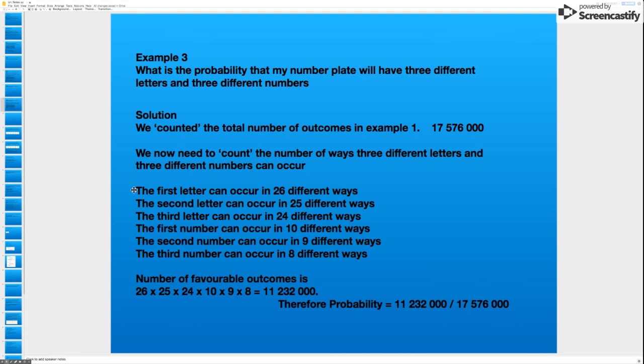How many different letters can be the first letter? There are 26 different letters. But once we've chosen that first letter, there's only 25 different letters for the second. Then only 24 different letters for the third. Once we've chosen the first number, there are 10 different ways to do that. The second number can occur in 9 ways. Then the third number, 2 numbers have already been selected. There's only 8 different numbers you can choose. So the number of favorable outcomes is just 26 times 25 times 24 times 10 times 9 times 8, so 11,232,000. Therefore, the probability is the number of favorable outcomes over the number of possible outcomes.